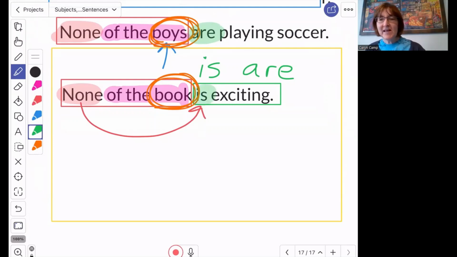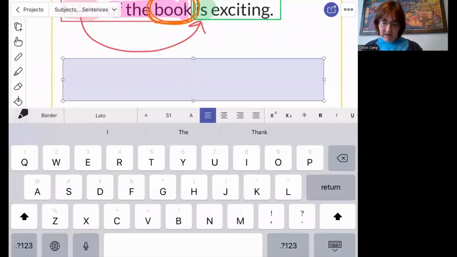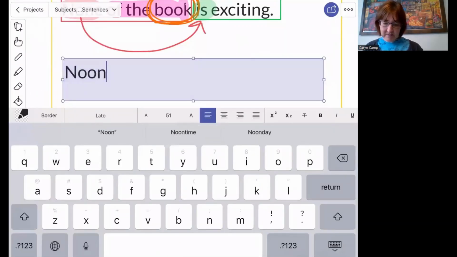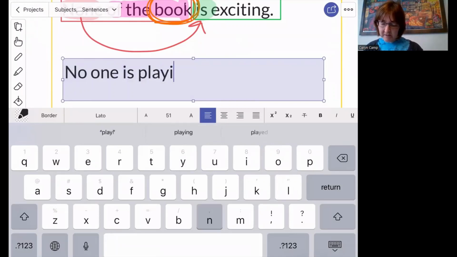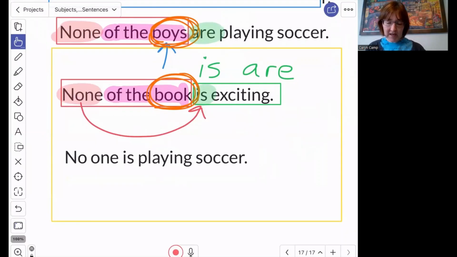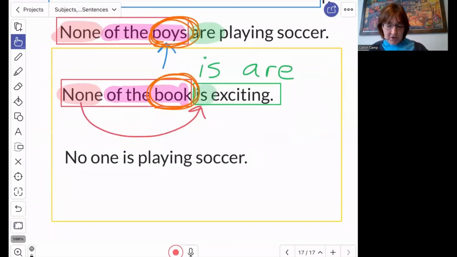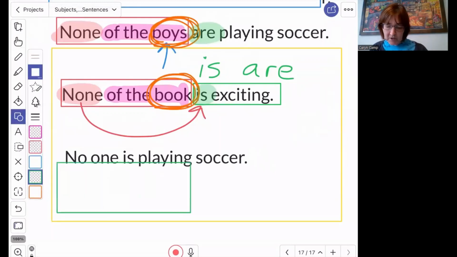There's other ways to say none besides none. For example, if we said no one is playing soccer. Well, in this sentence, the no one is really one, right? It's just saying no one. Or you could have not one. This would be the same as not one. You could have nobody with one word.